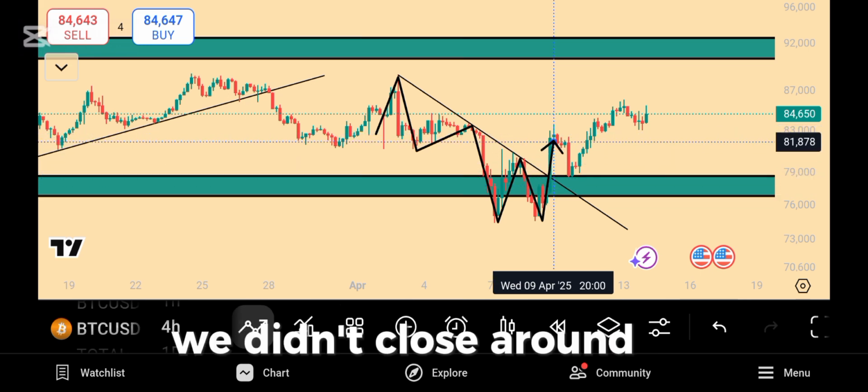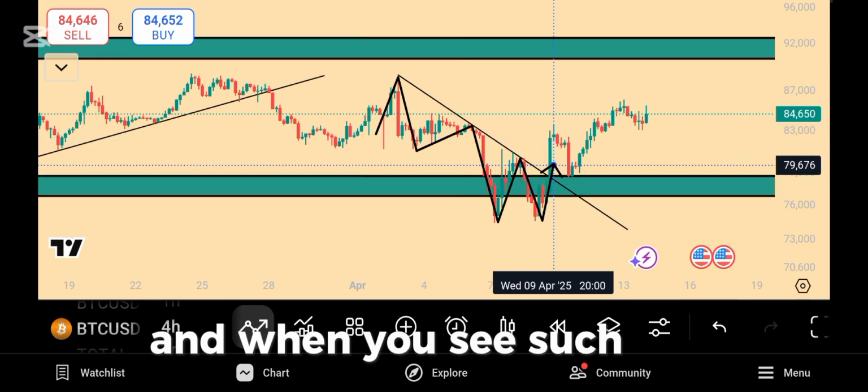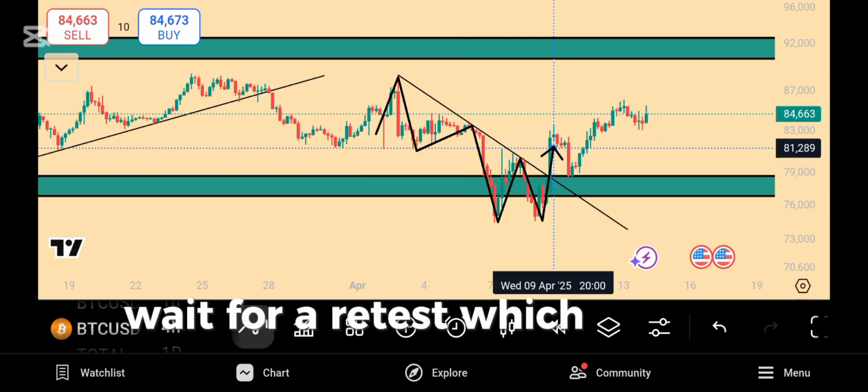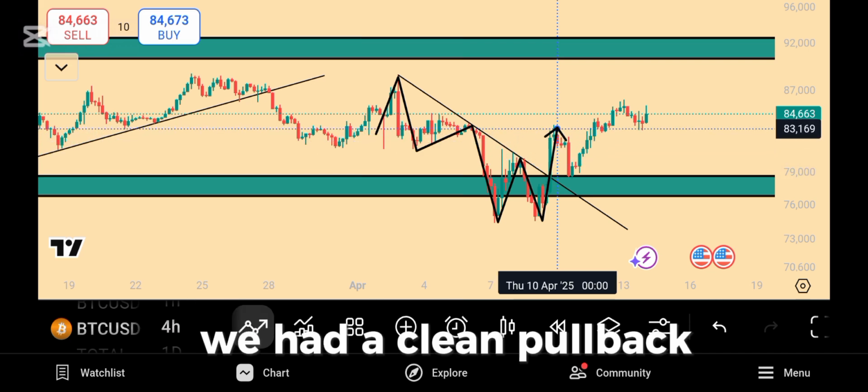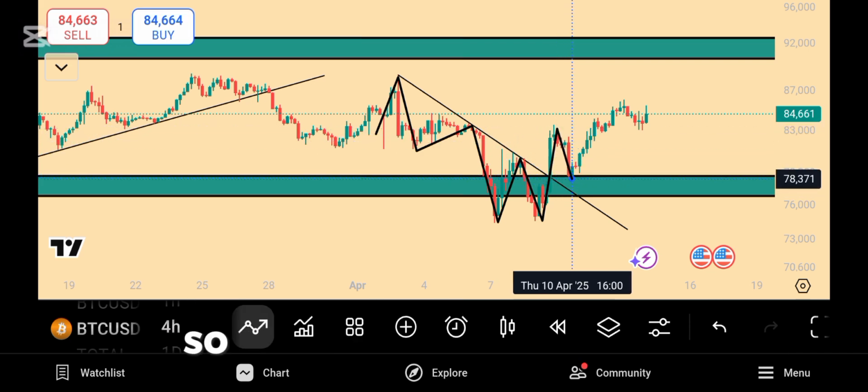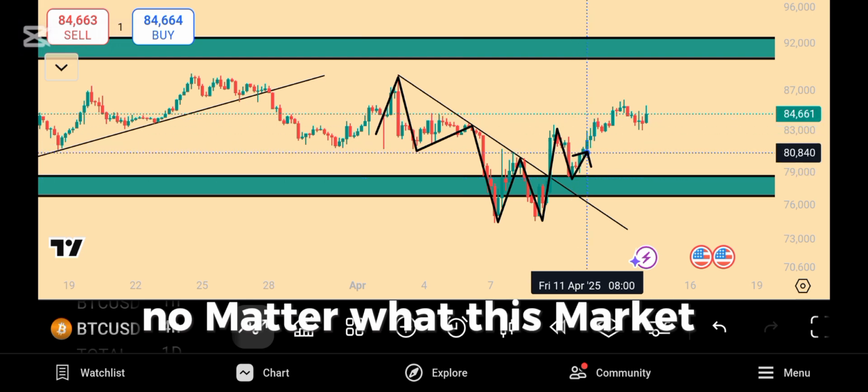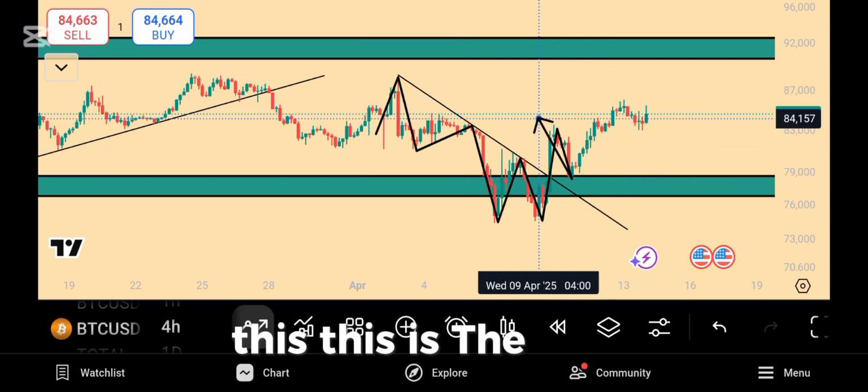We didn't close around this particular level. And when you see such a trade, just leave it alone and wait for a retest, which actually happened here. We had a clean pullback and we are having a continuation. So as I'm seeing this trade, no matter what this market is doing around this level, this is the target.